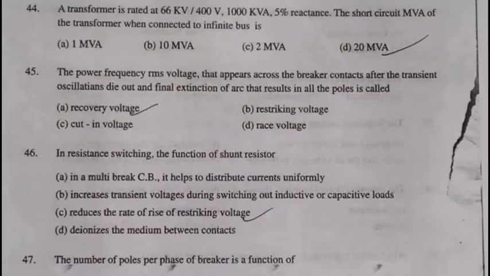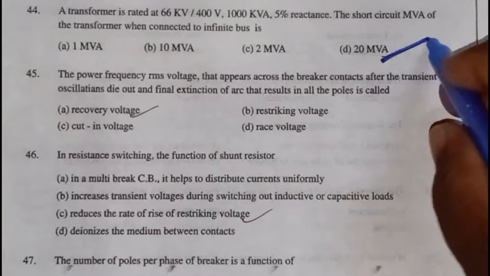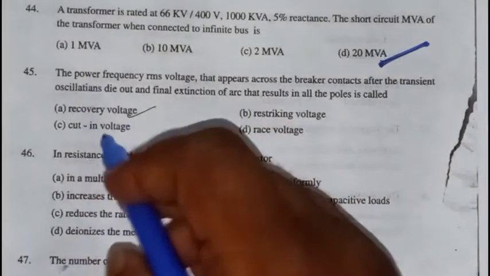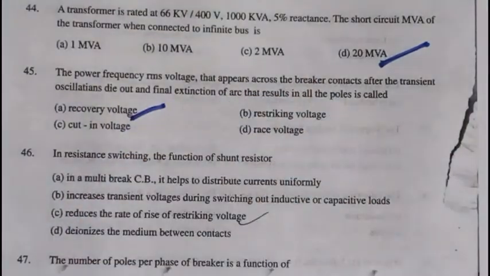3.75 megawatt. Question number 44. A transformer is rated at 66 kV by 400 volts, 10,000 kVA, 5% reactance. The short circuit MVA of the transformer when connected to infinite bus is answer 20 MVA. Question number 45. The power frequency RMS voltage that appears across the breaker contacts after the transient oscillations die out and final extinction of arc in all the poles is called answer recovery voltage.